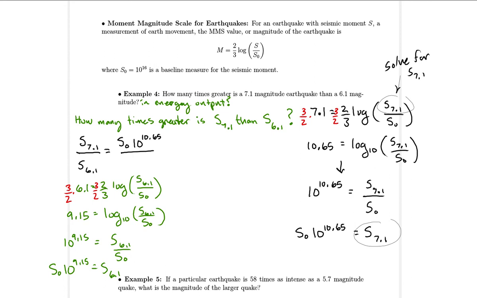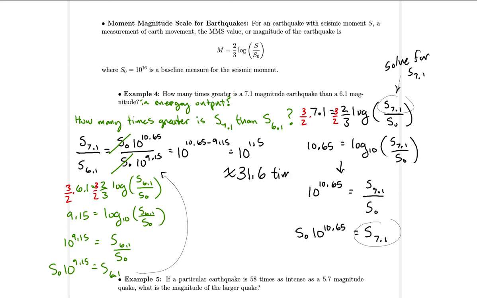So then I can plug that in right there. And so you can see why I don't really need to bother putting that number in for S0, because it just ends up canceling out. And then we know how to deal with division of like bases. We just end up subtracting, right? So 10.65 minus 9.15. So that's going to be 10 to the 1.5. And when you put that in your calculator, you get about 31.6 times greater.